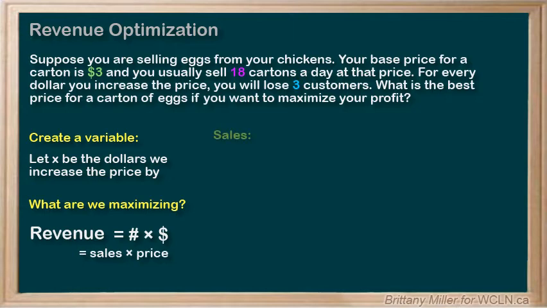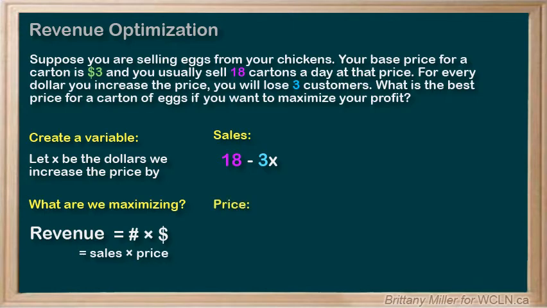So how many cartons of eggs will we sell? Well, if we don't change the price at all, it's 18. But for every dollar that we increase, we'll lose 3 customers. So sales is going to equal 18 minus 3 times X.